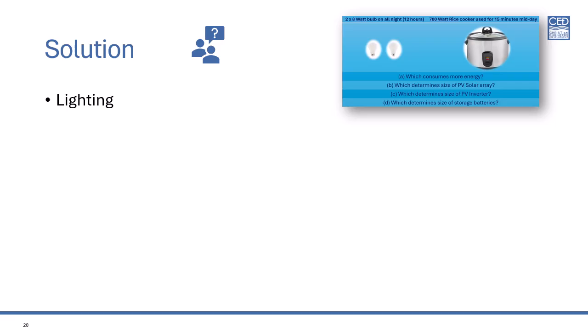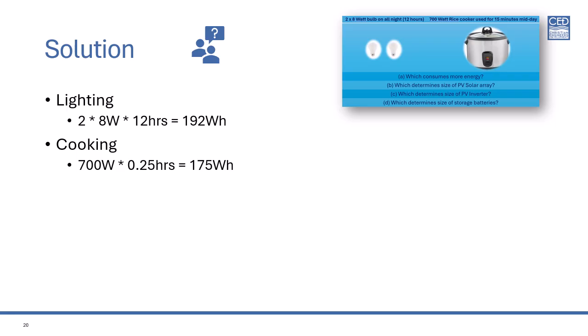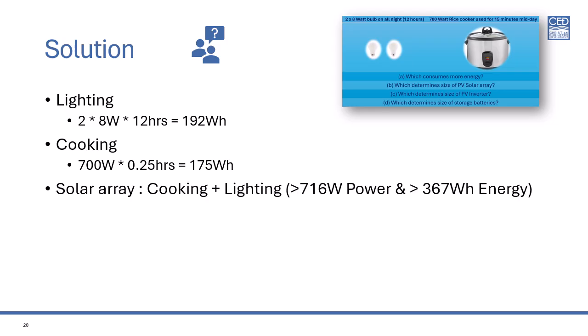So now let's return to the quiz and see that the lighting, which used 2 8-watt bulbs, were on for a total of 12 hours. So 16 times 12 is 192 watt hours of energy being used. The rice cooker uses 700 watts of power, but it's only on for a quarter of an hour, so equaling 175 watt hours. So what can we conclude from this?